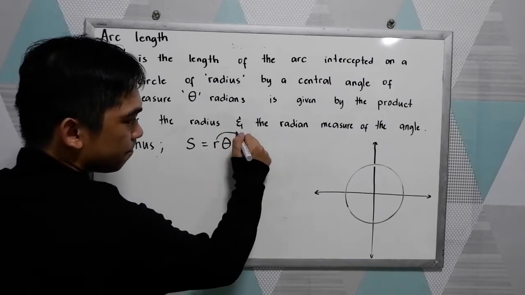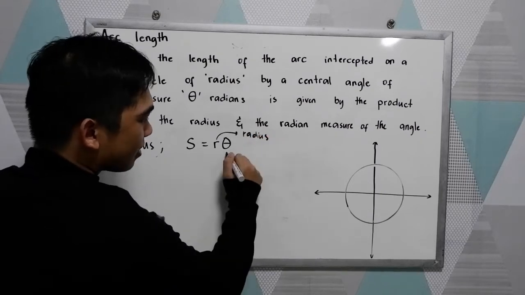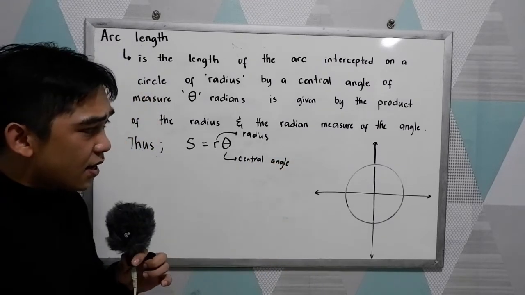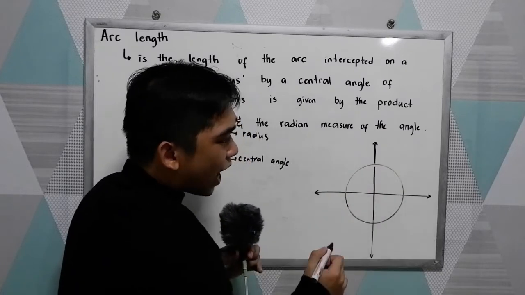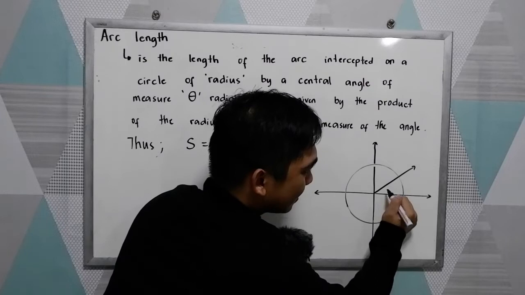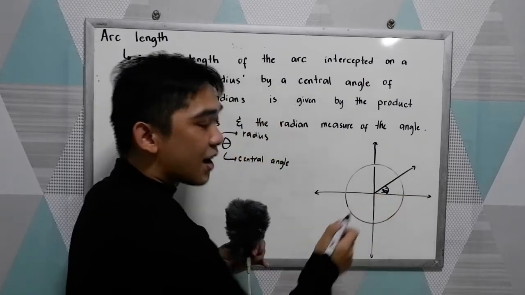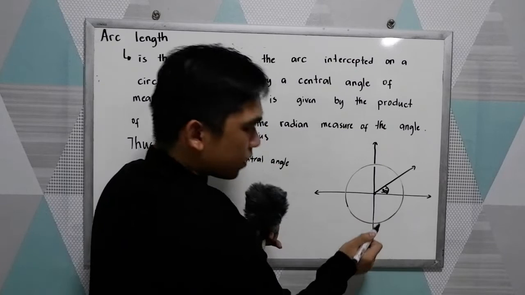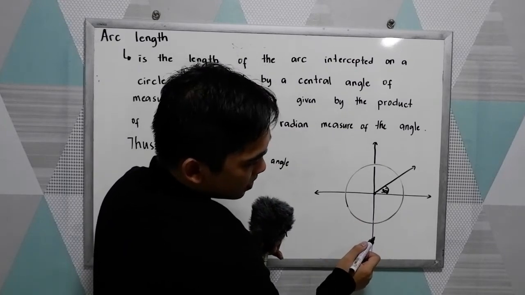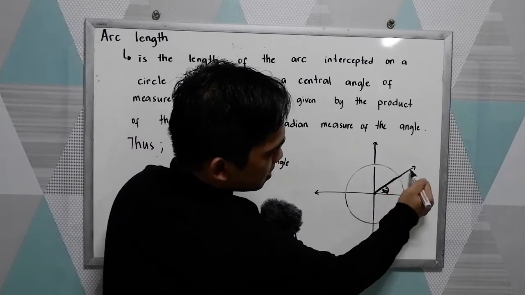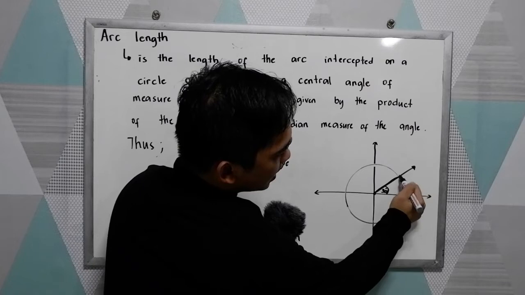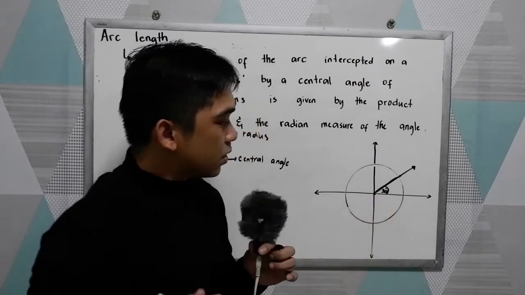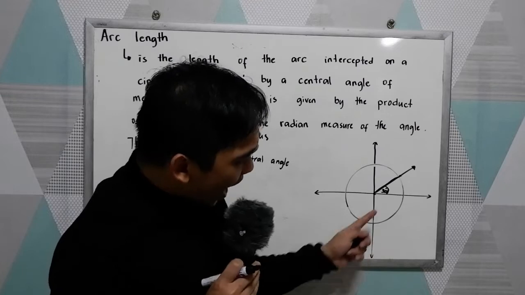R stands for radius, and theta is our central angle. So to illustrate, let's say we have this circle and we have here 30 degrees as our central angle. When we say angle, it is an angle formed with the vertex in the center of the circle.